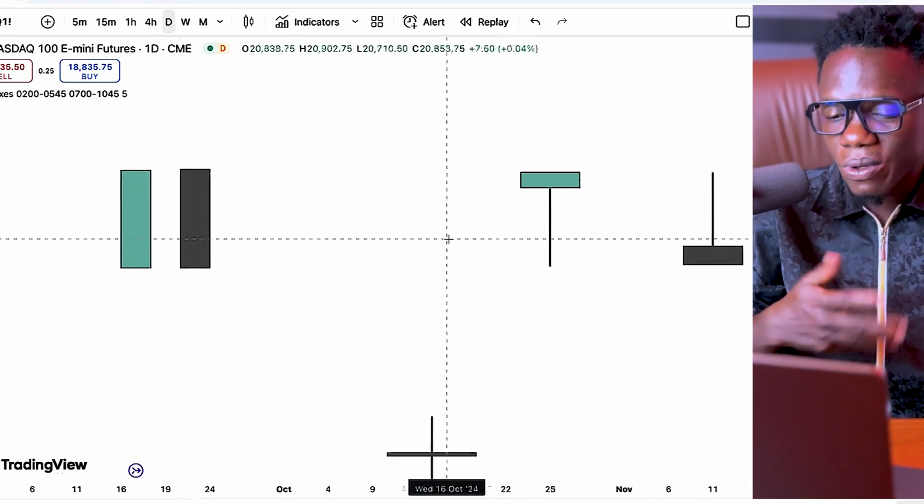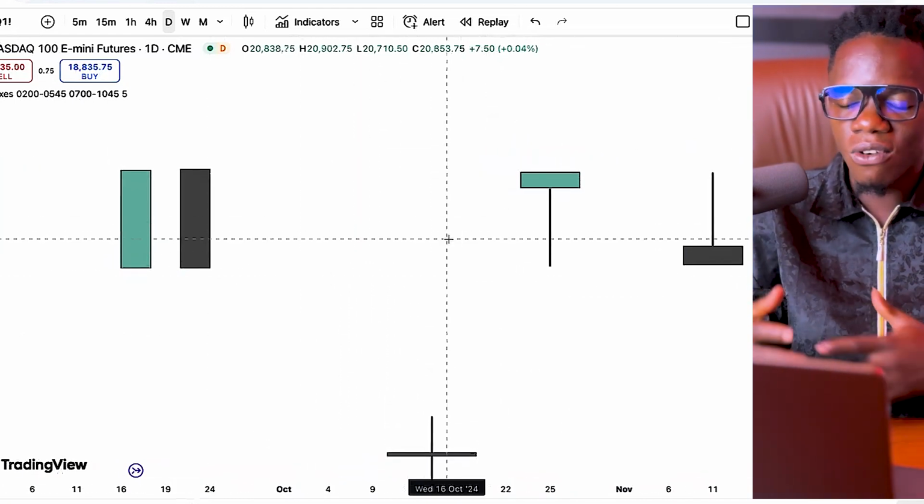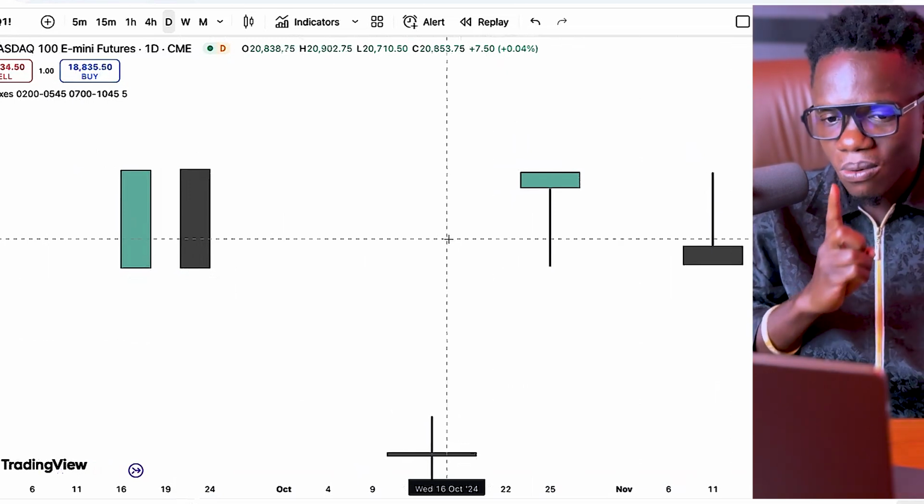Now, I'm not here to bore you guys with all this explanation, teaching you about candlestick patterns, but how do we benefit from it? How do we make money from this information? That is the next thing I want to talk about.